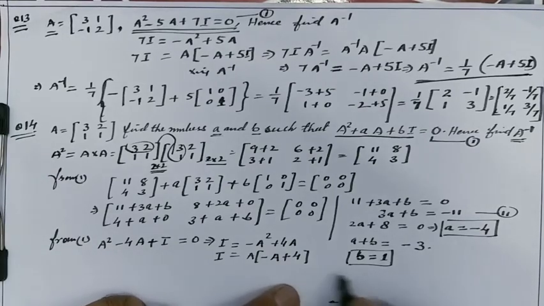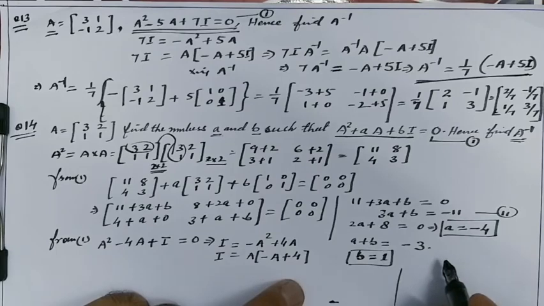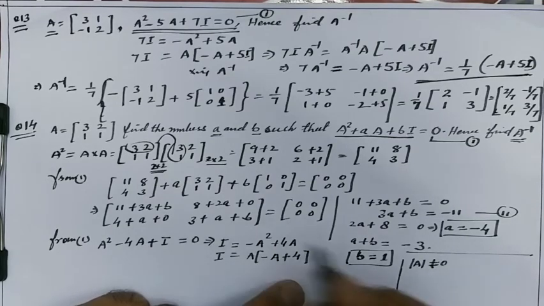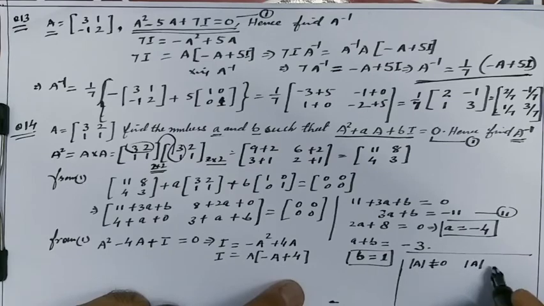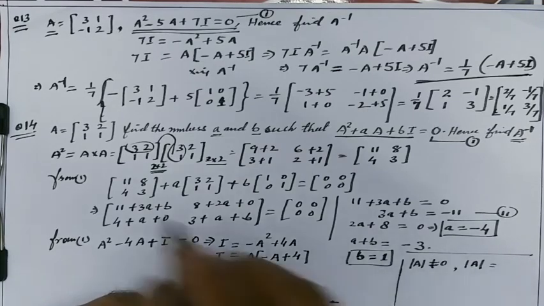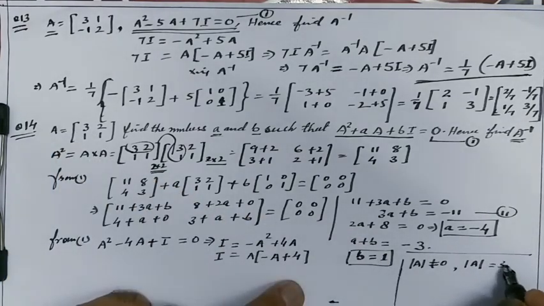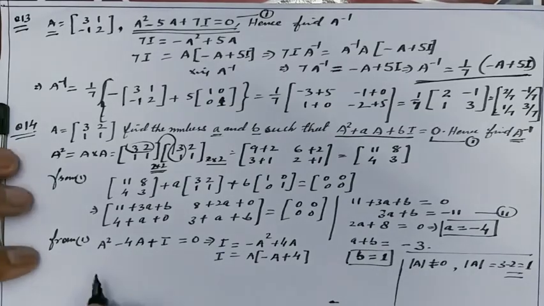Now before finding the inverse of any matrix, you need to check one thing, and that is its determinant should not be equal to 0. Then only you can have this A inverse, otherwise its value will be undefined. So in this case we have determinant of A is 3 minus 2 is equal to 1, which is not equal to 0. So that means A inverse is possible in this case.